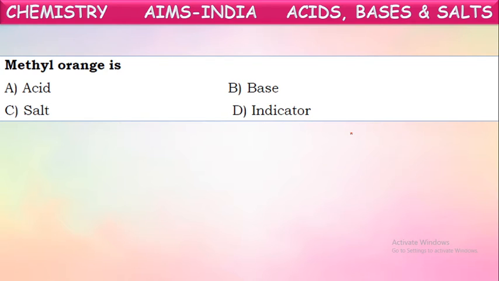Methyl orange: is it an acid or a base or a salt or an indicator? What is this methyl orange? It is an indicator. Methyl orange is an indicator.